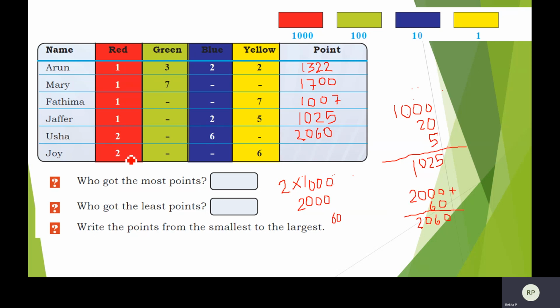Okay. So now what about this one? 2 red cards. We already know 2 red cards, 2 into 1000, it is 2000. Then what do you have to do? There is no green card and there is no blue card, and now they have only 6 yellow cards. So 6 yellow cards, it is 6. So you have to add 6. It is a 1 digit number, so it is at the ones place. So 0 plus 6, you will get 6, and then 0, this 0, and bring down this 2 also. Okay, so the answer is 2006.